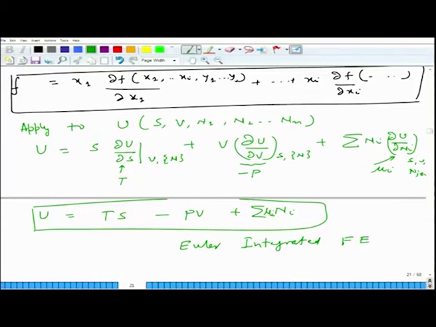Okay, so this is based on very simple mathematics, and this expression is going to be extremely useful to derive something called the Gibbs-Duhem equation, which we are going to talk about in the next lecture.